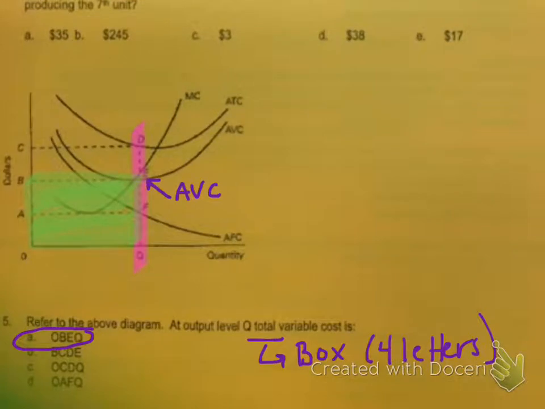So looking at this, if that becomes our anchor line, and question 5 asks us about our total variable cost, a box means that we're going to have 4 letters. Where that anchor line crosses average variable cost is at point E, and to make total cost it's going to be a box, so I drew my box in, and it winds up being the letters O, B, E, Q, so that becomes our answer.